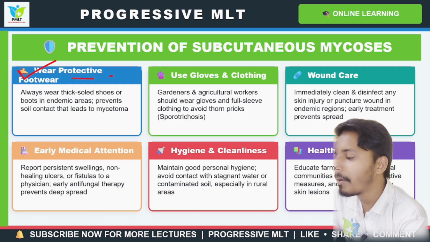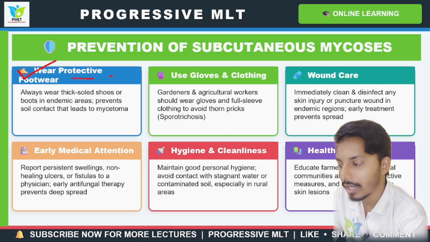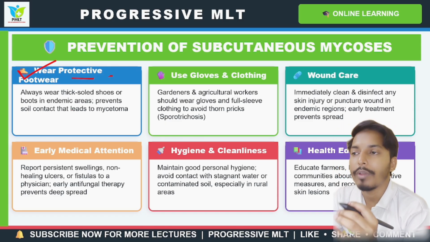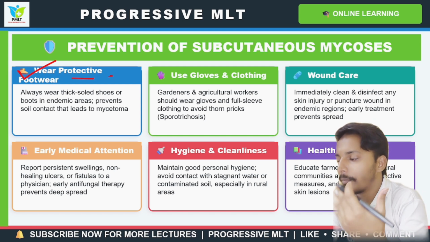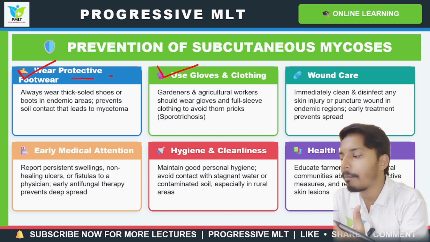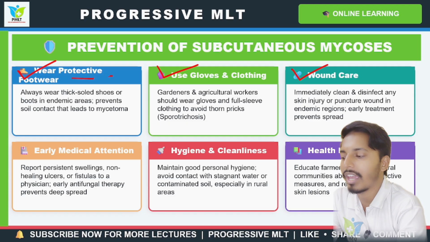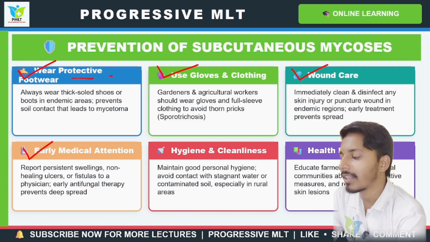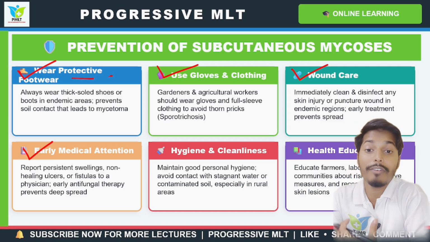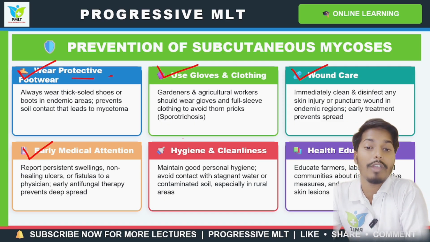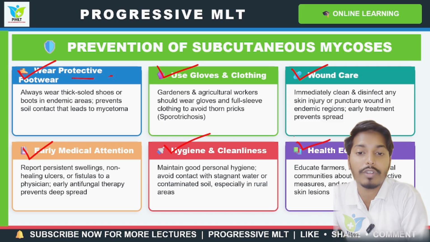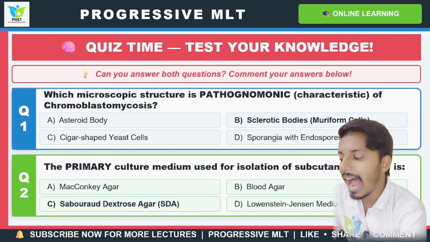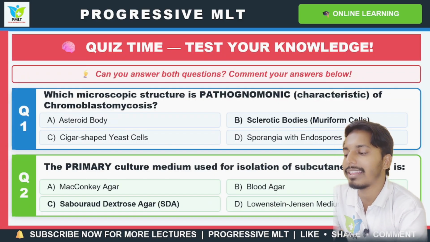Now we come to prevention. We have to use protective water. Wear protective footwear, which means we have to protect our feet from any kind of fungus. Use gloves and clothes properly, and take self-care. Early medical attention means whenever these kinds of symptoms occur, we have to go for medical care and take the medication. Got it? After that, we have to maintain hygiene, and the last one is health education.